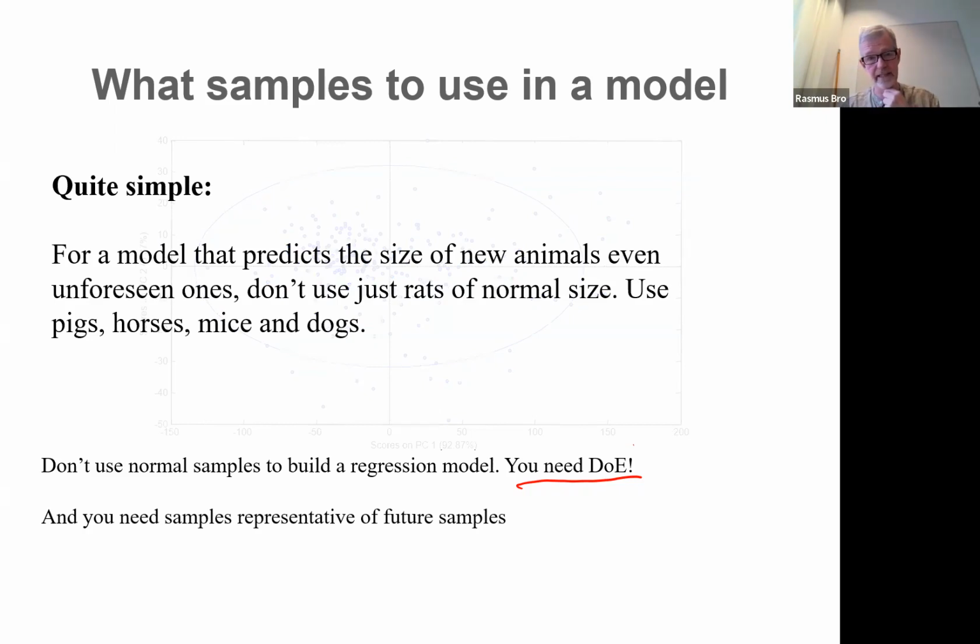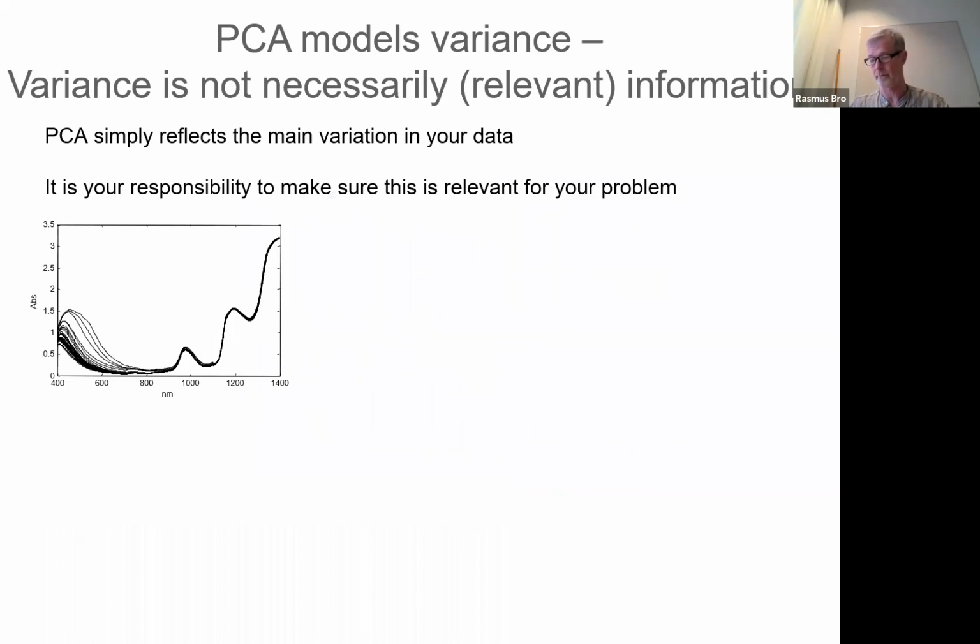And if I should give you a similarly stupid example here, if I want a model that predicts the size of new animals, well, then, of course, I shouldn't just use rats of normal size. I have to use all kinds of animals to be able to do that. And yes, I know the example is still silly, but I hope you get the point. You actually have to know what's the purpose of the model before you can decide how to sample well for a given model. It's not something that is given beforehand. It depends on what you have specified is the purpose of this particular model. And from that, you will know how to best sample your model.